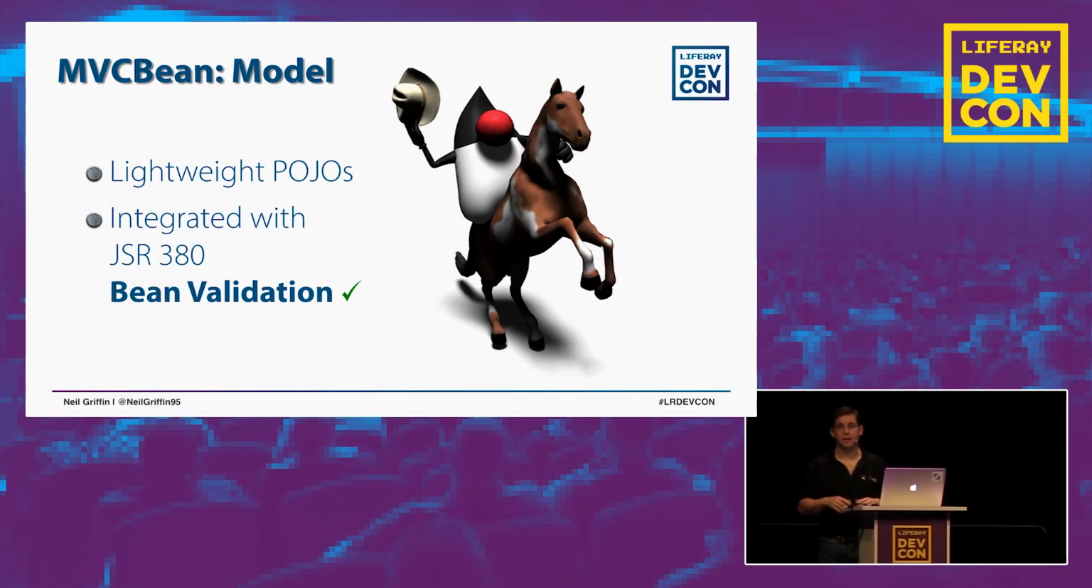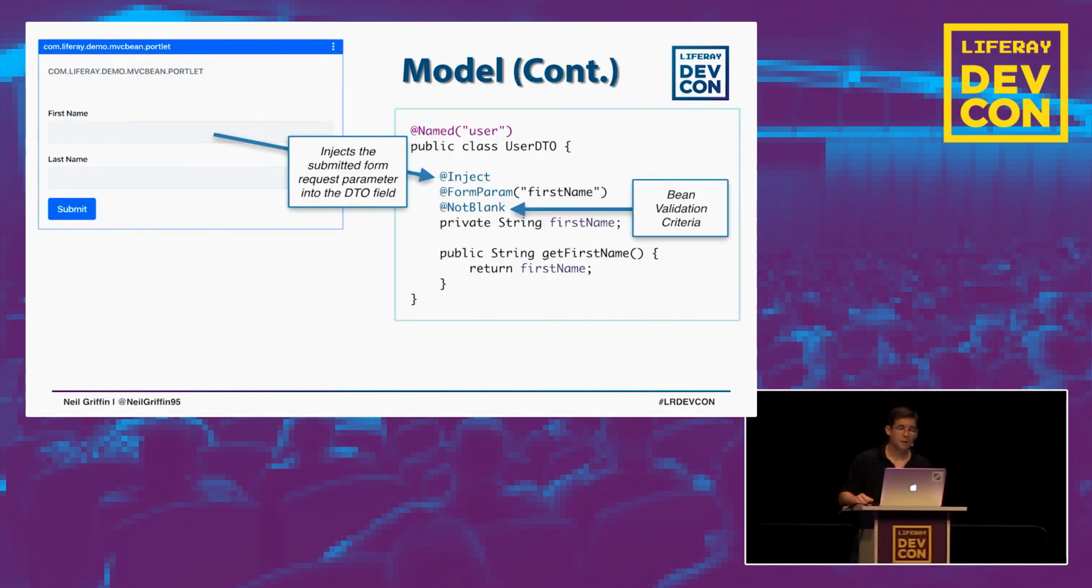So discussing the model, again, you use lightweight POJOs, plain old Java objects, and you can optionally integrate it with bean validation. So what we're trying to do here is, if you are familiar with the Java EE style of development, we want you to be able to take those skills and bring them to Liferay and just have, again, a familiar programming model for you to work with. In this case, you saw it was first name and last name.